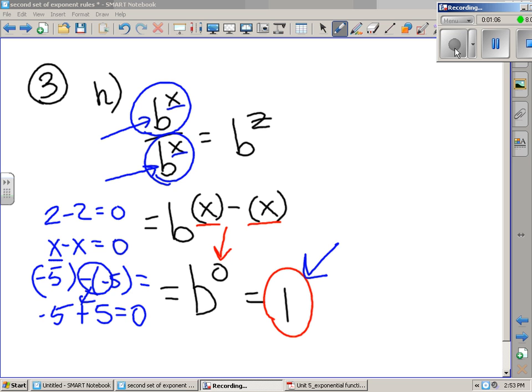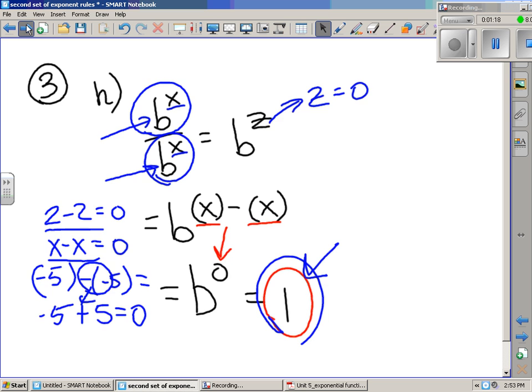So it doesn't matter if it's a variable or a number, you're going to get 0, and the final result will be 1. So that means that z is equal to 0 in number 3.